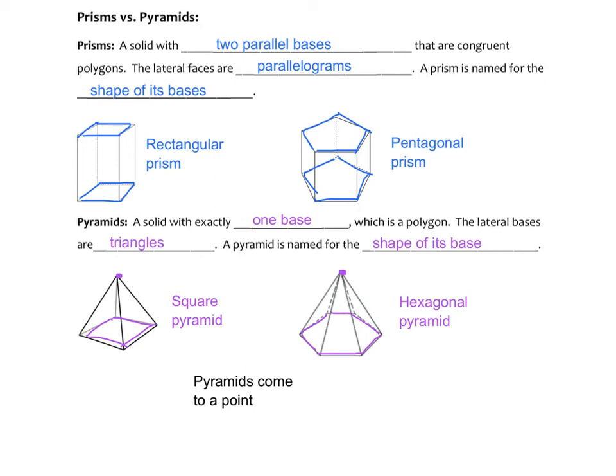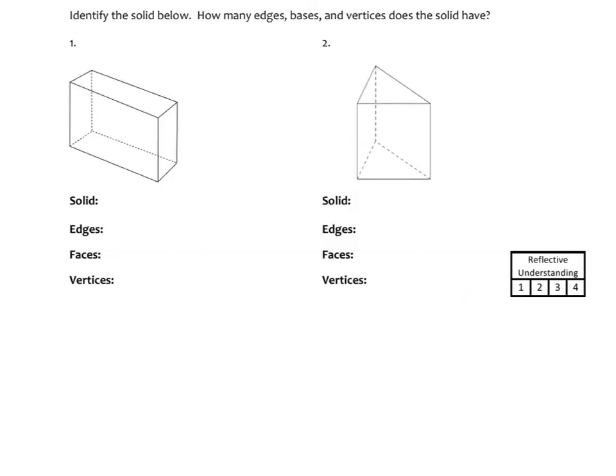Now what I would like you to do is the U section. I would like you to first identify the solid below, and then for each solid, please tell me how many edges, bases, and vertices the solid has. Please complete 1 and 2, and we will discuss it in class. Thank you.